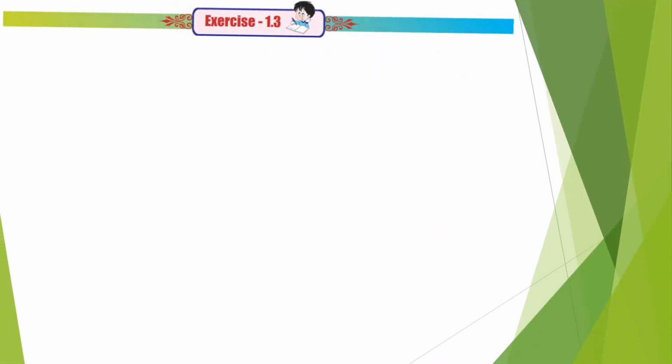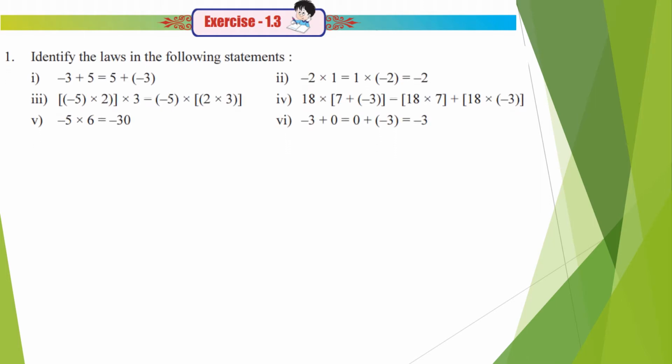Let us see exercise 1.3. The first question: identify the law in the following statements. Let us see that one by one. Which law are we using in the following statements? We already learned the properties of integers, so let us see one by one which property is suitable for each.